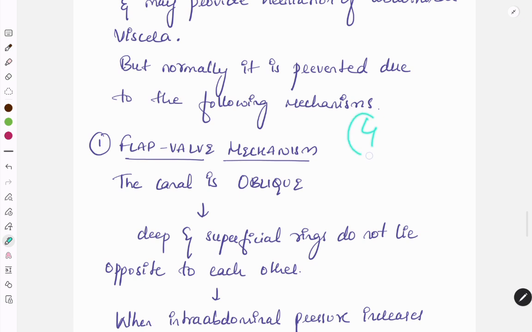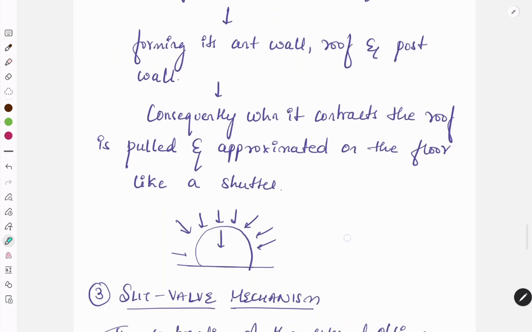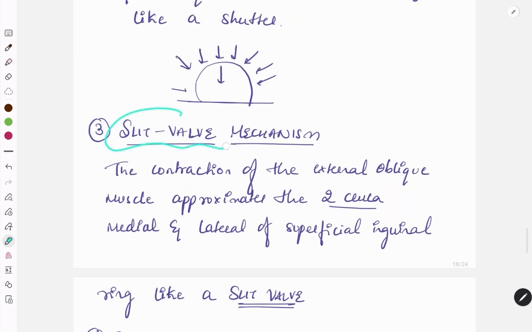We learned about the mechanisms. We have 4 mechanisms. First one is the flap valve mechanism, which refers to the oblique nature of the inguinal canal, because of which during increased intra-abdominal pressure the two walls are approximated to each other. Next, we learnt about the shutter mechanism. This is personally my favorite mechanism. It's very easy to remember also. Internal oblique muscle is present in the anterior wall and the roof as well as in the posterior wall. So when it contracts, it acts like the shutter of a shop and it shuts down, approximated to the floor.